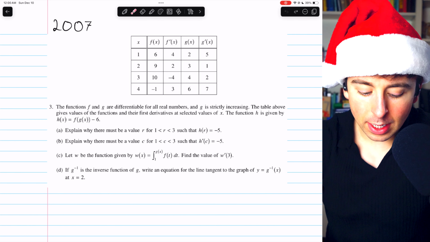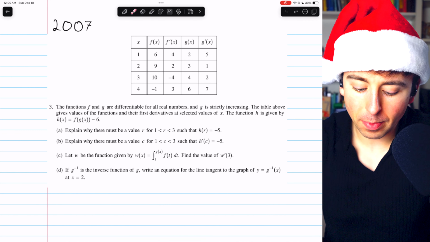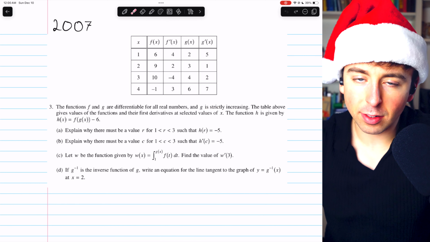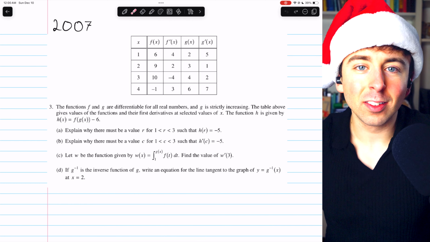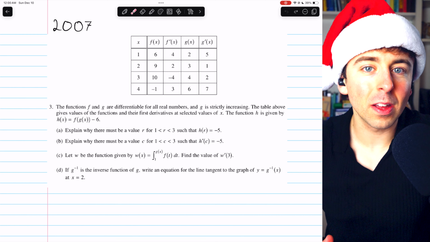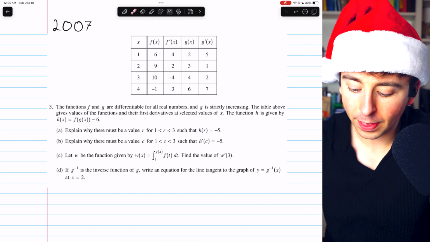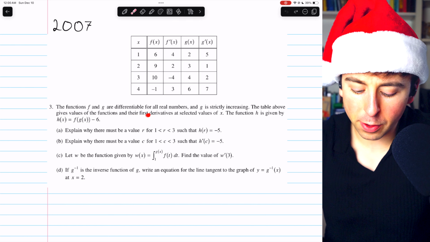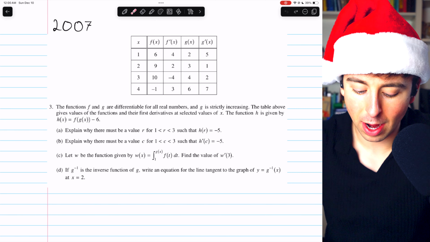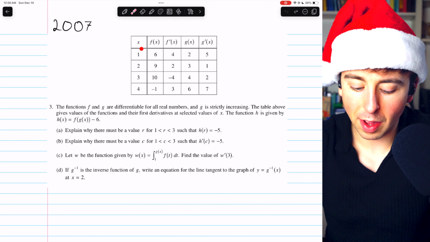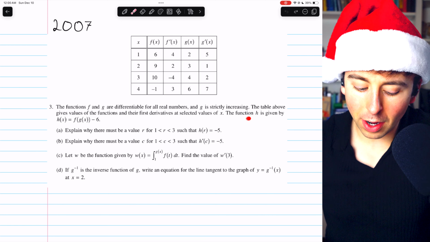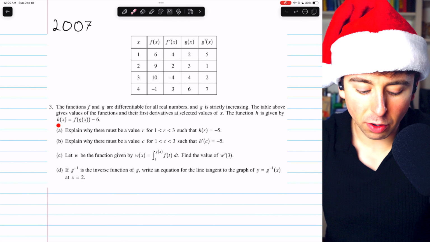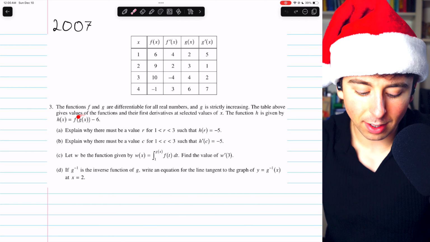Let's read it. The functions f and g are differentiable for all real numbers, and g is strictly increasing. So it's not just that it doesn't go down, but it only ever goes up. The table above gives values of the functions and their first derivatives. You can see some f's, some f primes, some g's, some g primes, at selected values of x: 1, 2, 3, and 4. The function h is given by h of x equals f of g of x, a composite function, minus 6.